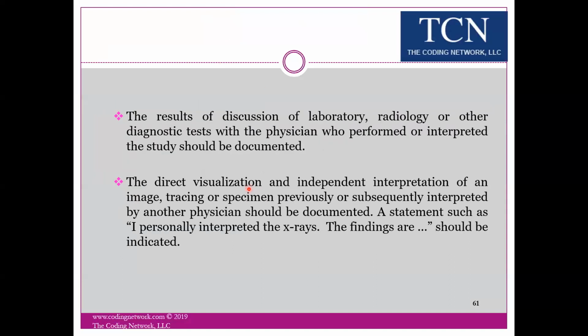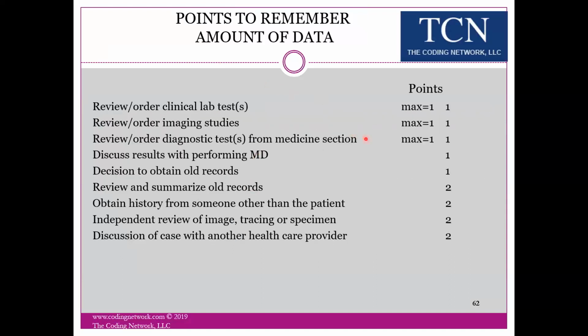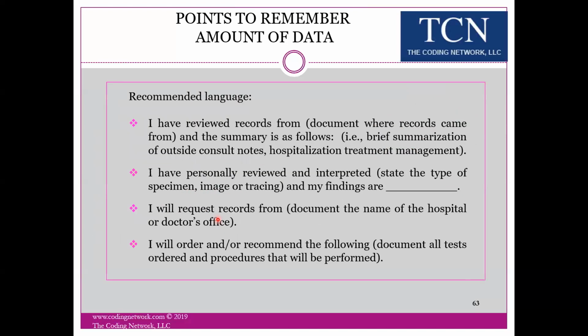So let's take a look at what that table looks like. Again, this is table number 2. The auditor is looking through your note and trying to determine, did you order any labs, imaging studies, any other diagnostic tests? 1 point for each of those, and you notice it's a maximum of 1. No matter how many labs, for example, you're only going to get 1 point for all labs, or 1 point for all imaging studies. But the additional points add up. If you're discussing results with another MD, you'd have to document that. Any of these items that you're doing, you would just need to document that. And here's some recommended language that you could use for some of that.